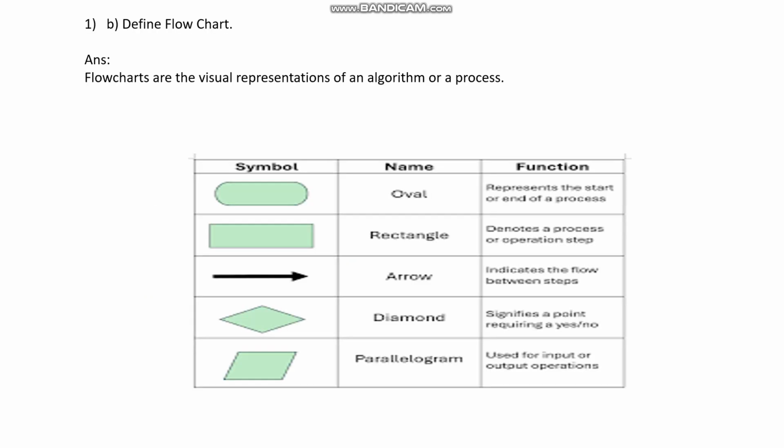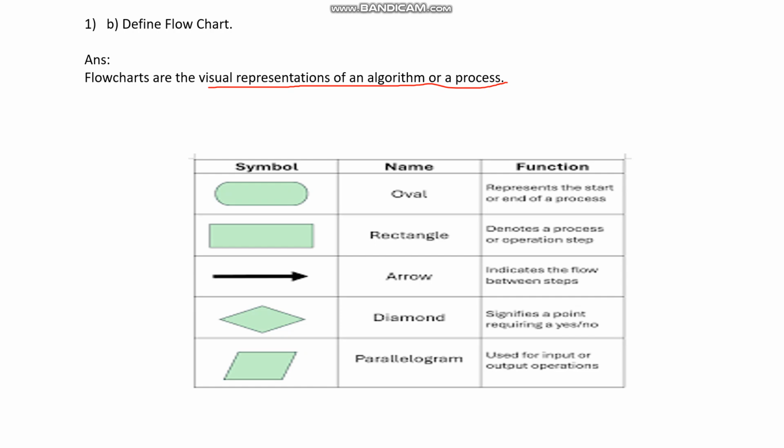Next, come to the big question. Define flowchart. Flowchart stands for visual representation of the algorithm or process. Means if you want to represent the algorithm in picture or diagrammatic format, it is called a flowchart. The diagrammatic representation, visual representation of any algorithm or process, is called a flowchart. The process stands for the program under execution.